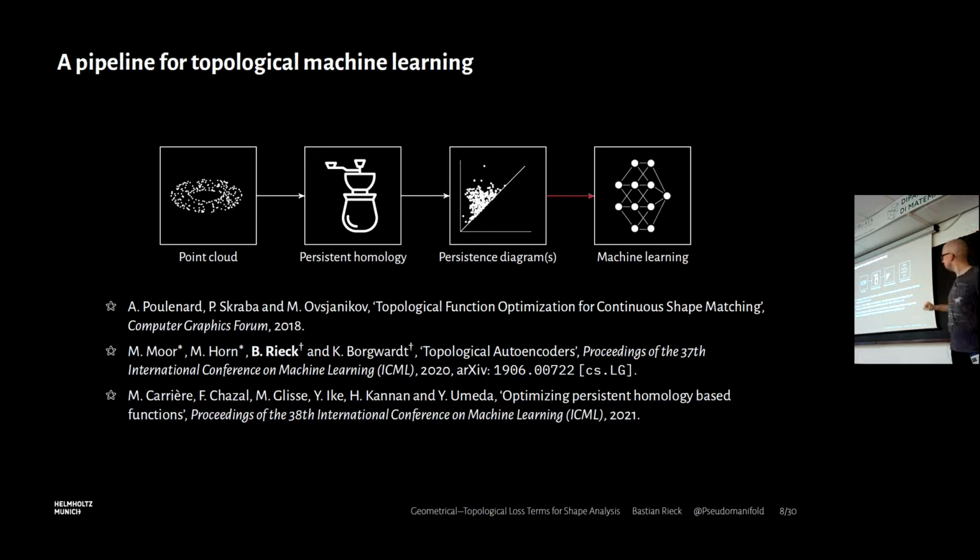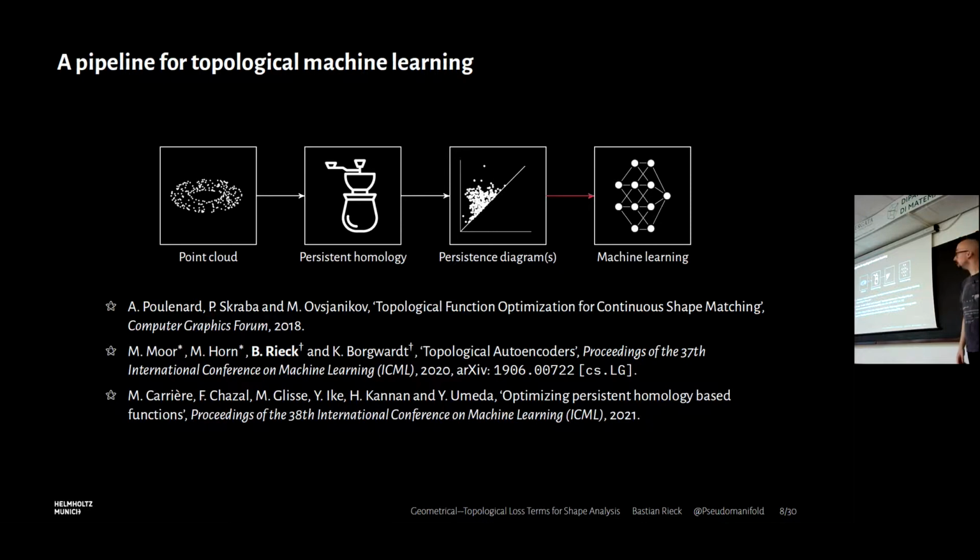There's a work by Poulenard and colleagues on topological function optimization. There's work by Michael Moore and colleagues on topological autoencoders, which is what we'll be discussing next. And of course, there's work by Carrière and colleagues on optimizing persistent homology-based functions. In particular, the latter one is super great if you want to read a very succinct and very concise summary of what is doable at the moment, because they also derive the theoretical conditions for making optimization work in this space.